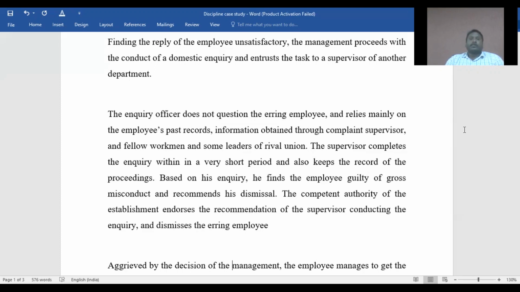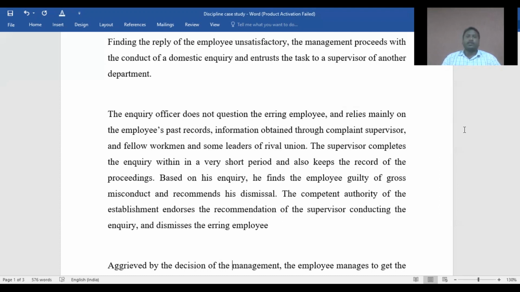So based on the information given by this inquiry officer, who was appointed from another department, the management identifies this employee as guilty. He was caught under misconduct, and the inquiry recommends dismissal. The competent authority of the establishment endorses the recommendation of the supervisor conducting the inquiry, acts on the inquiry officer's report, and dismisses the erring employee.